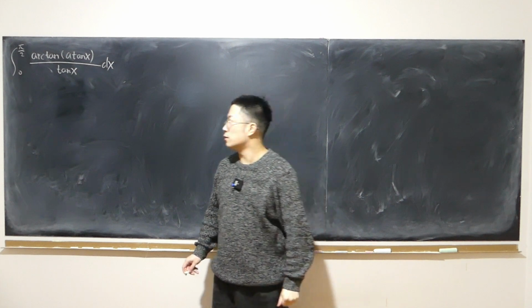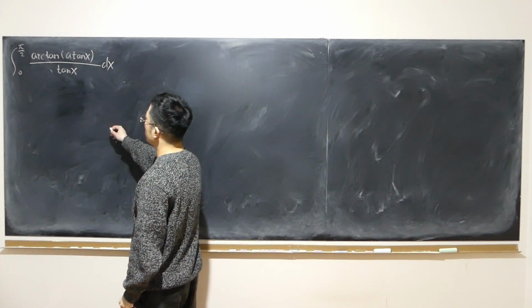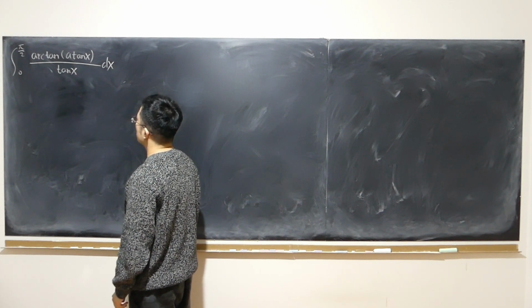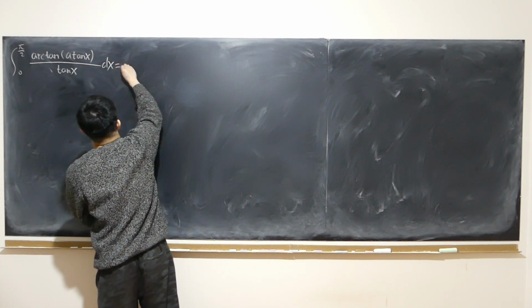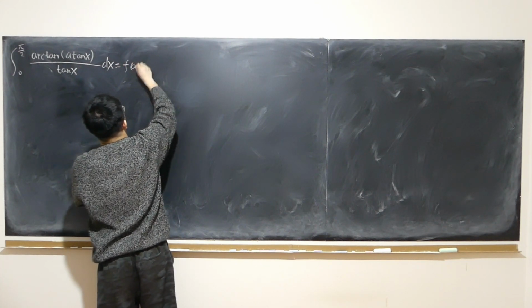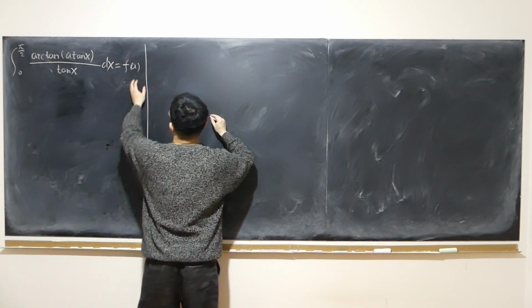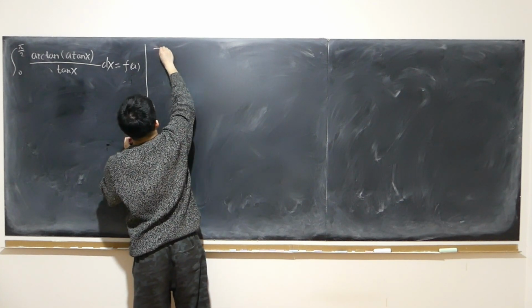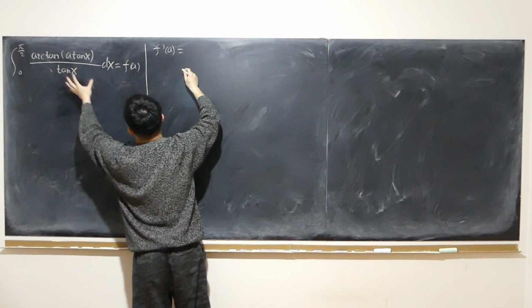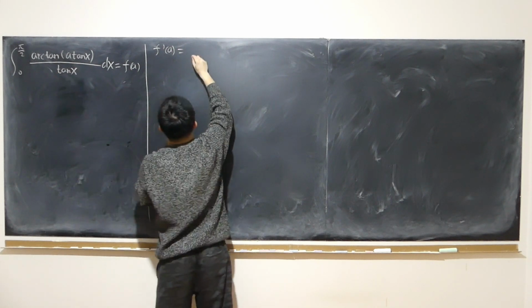We have an integral from 0 to half pi of arctangent of a times tangent x over tangent x dx. I'm going to denote it as a function in terms of a. And first, I'm going to differentiate with respect to a. It's legal for me to do that. First, I'm going to differentiate, then I'm going to do the integration.